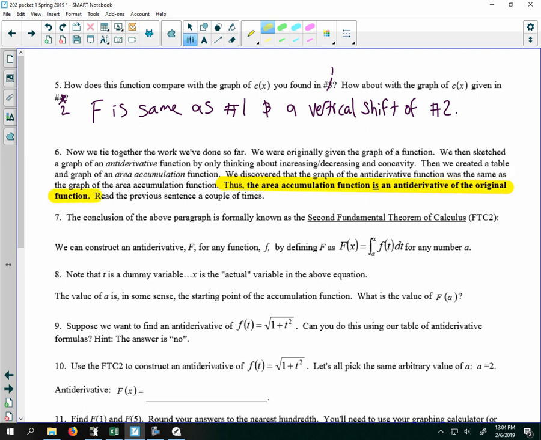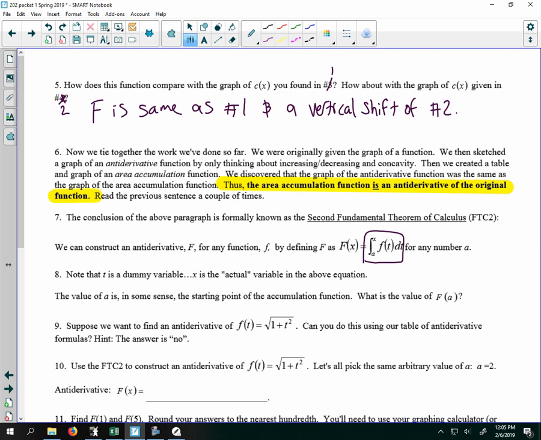The area accumulation function, the integral from a constant, any number a, to x, where we accumulate area from a to some value x, is an antiderivative of the original function. That is called the fundamental theorem of calculus part 2. When we write it in symbols, it says that the integral from a to x of f of t dt is an antiderivative, capital F, of little f.